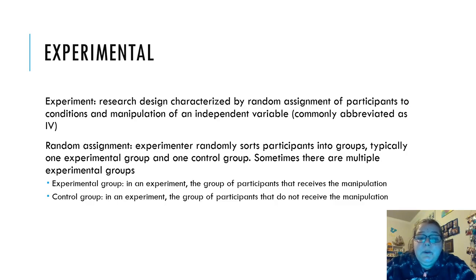So the experimental group is the group of participants that receives the manipulation. The control group is the group of participants that does not receive the manipulation. You need the control group because otherwise there's really no way of showing that what you're trying to establish is any better than not doing anything at all.